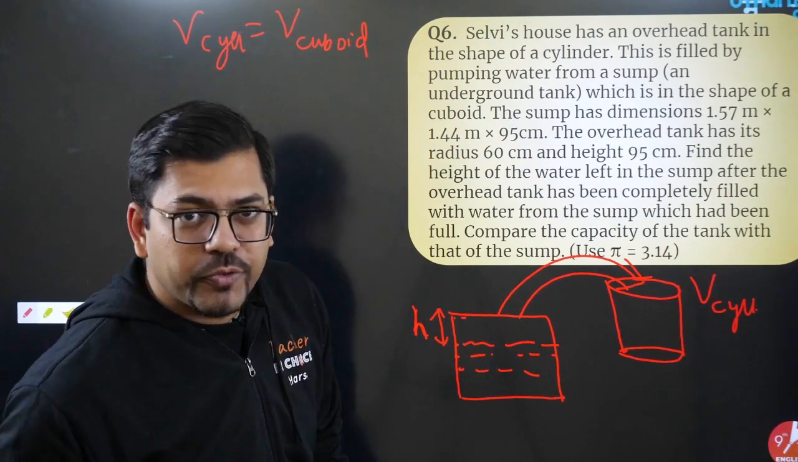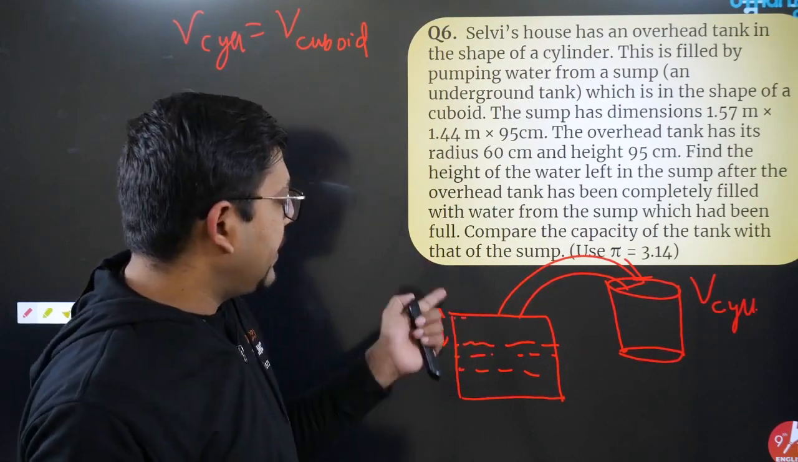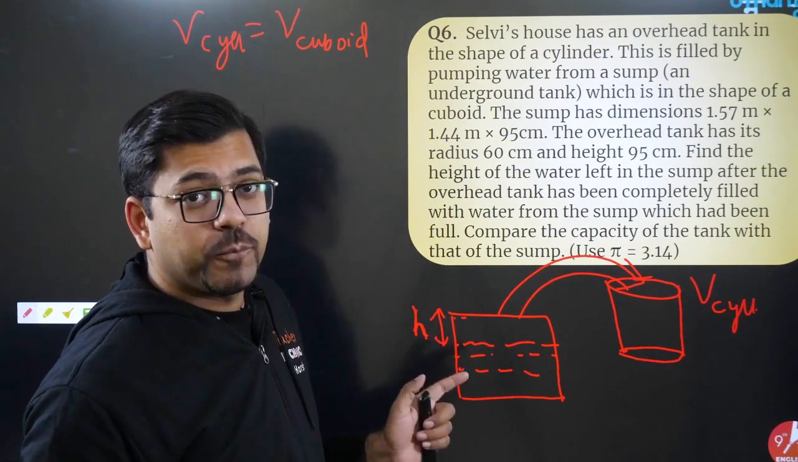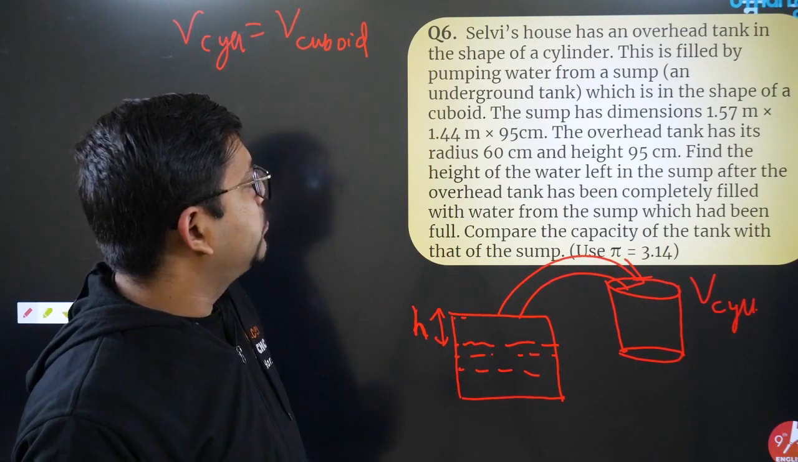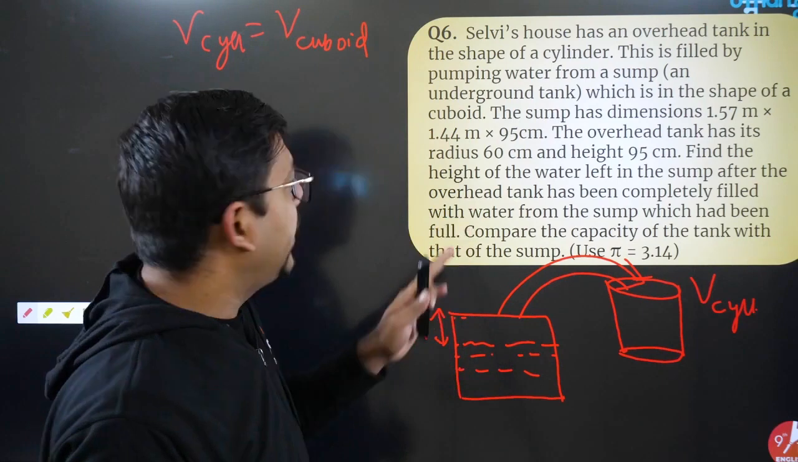You'll simply write volume of cuboid, and that volume of cuboid will be length into breadth into height, where height has to be this new height. Okay. So now what you are going to do? You have to calculate, and don't worry, it's not so tough. Let me just write it down.